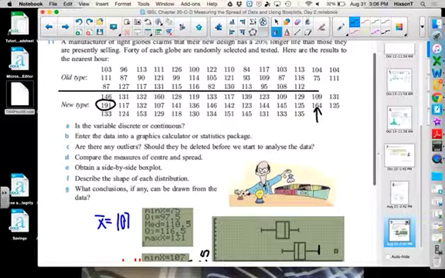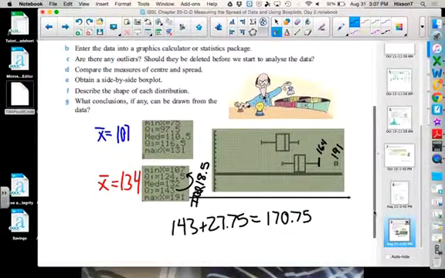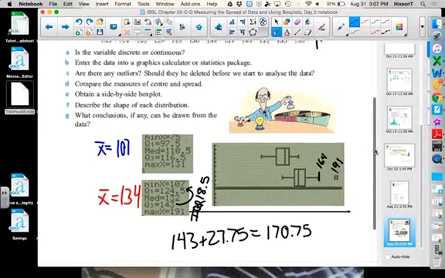If it's greater than or equal to 1.5 times the IQR plus Q3, it's an outlier? It has to be greater than. So if one of our values was 170.75, that would be okay. It has to be beyond that. Good question.